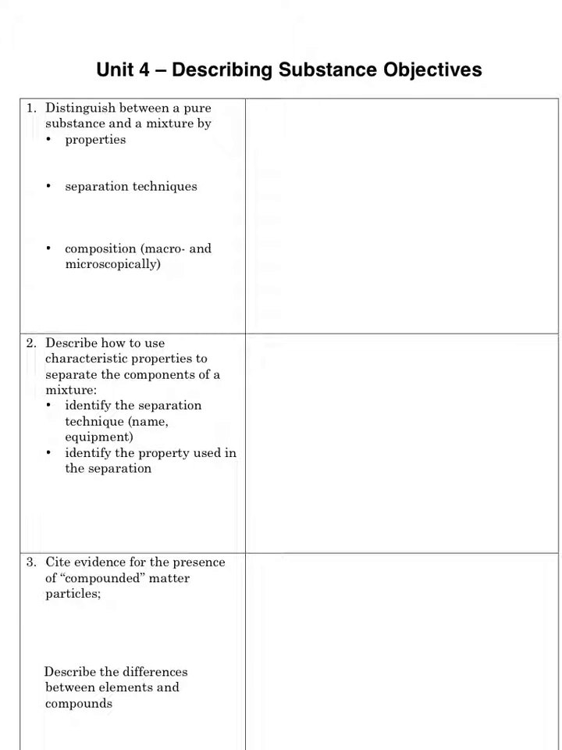So distinguish between a pure substance and a mixture by properties. Separation techniques, and then the composition of substances macroscopically, which is what you can see with your eye, and microscopically, which would be down at the atom level.